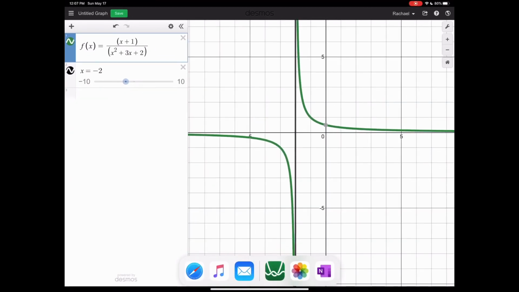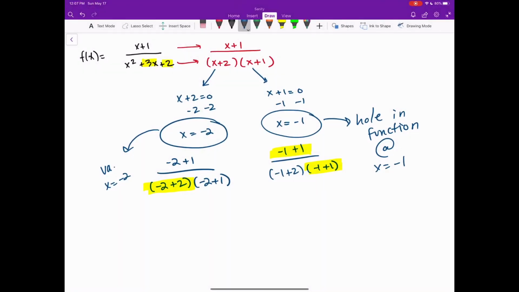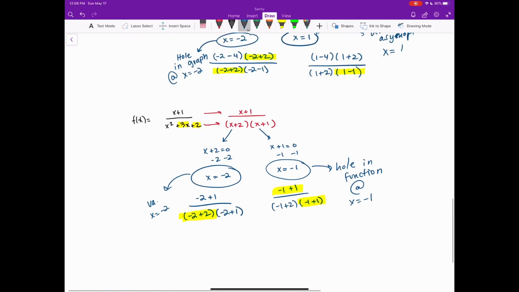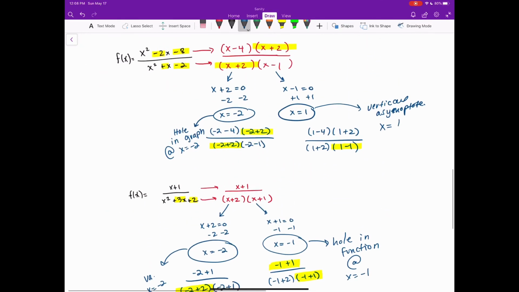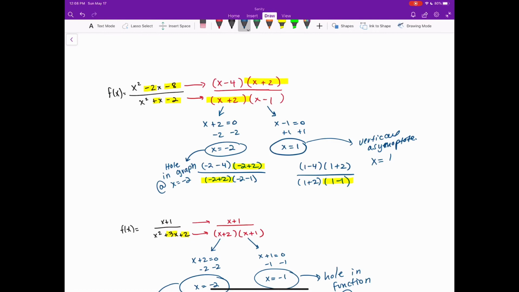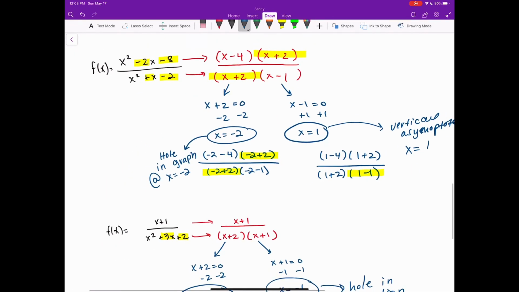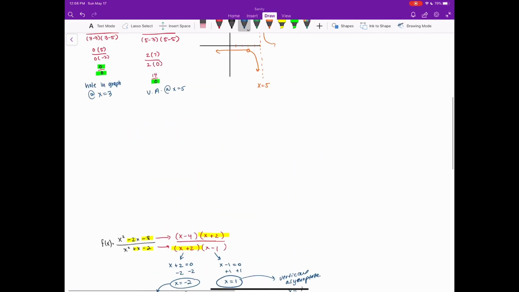Again, today was just knowing the difference between a hole and a vertical asymptote and being able to identify these in your functions. I will give you a couple other questions like this, where you're going to have to factor the top and the bottom, plug them in, and see what pieces are going to be equal to 0. Alrighty.